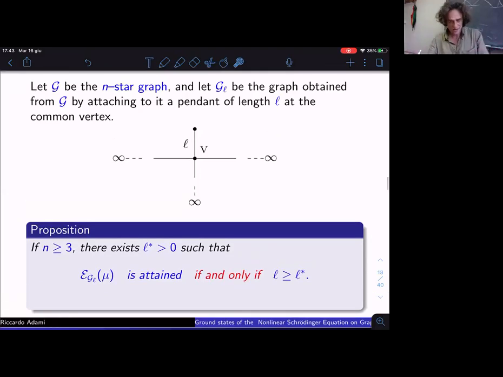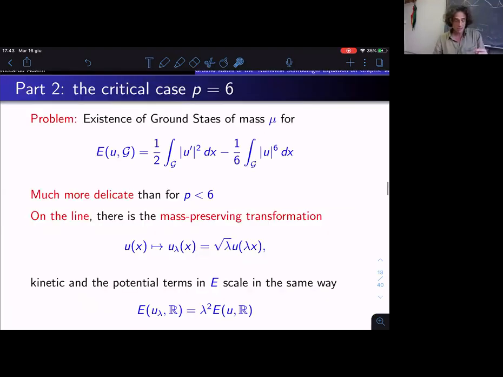This is the subcritical case. This is the picture. Second picture, the critical case, p equal to 6. The critical case is much more technical, also in the context of graphs, and results were, to us, in some sense, more surprising. We have to change our way of thinking because many strange things appear.